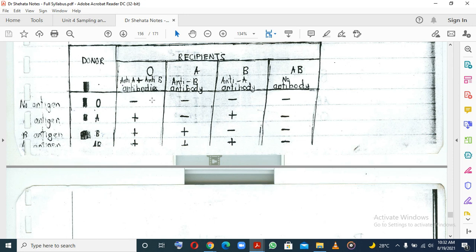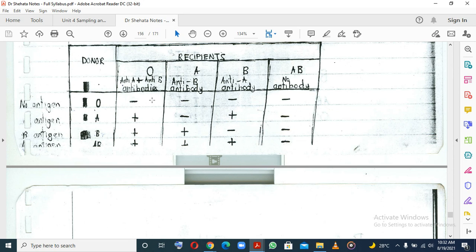And then you see that for blood group AB, for the recipient column, they are all negative. So that's why AB is the universal recipient. For the donor, blood group O has got negatives throughout, meaning it can give blood to all these other blood groups.